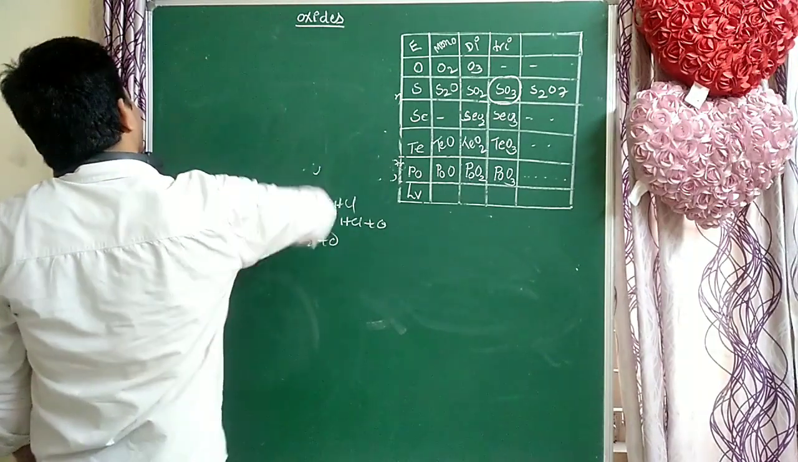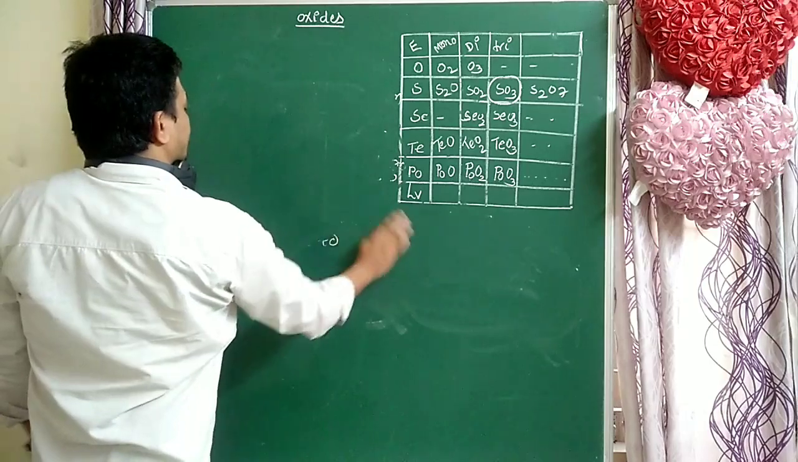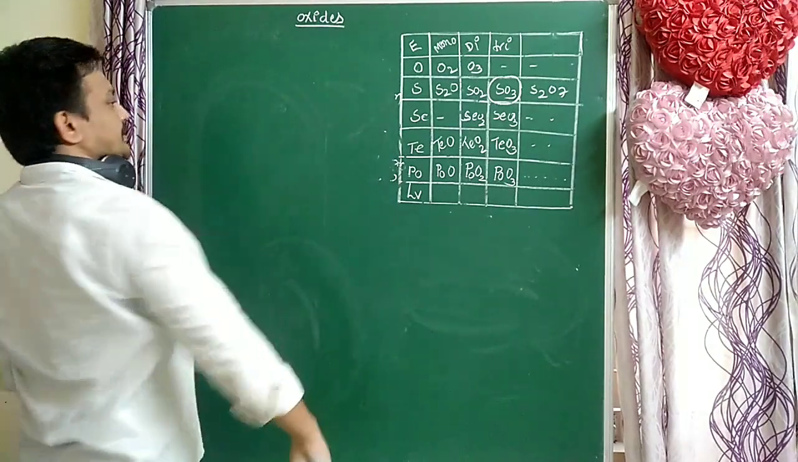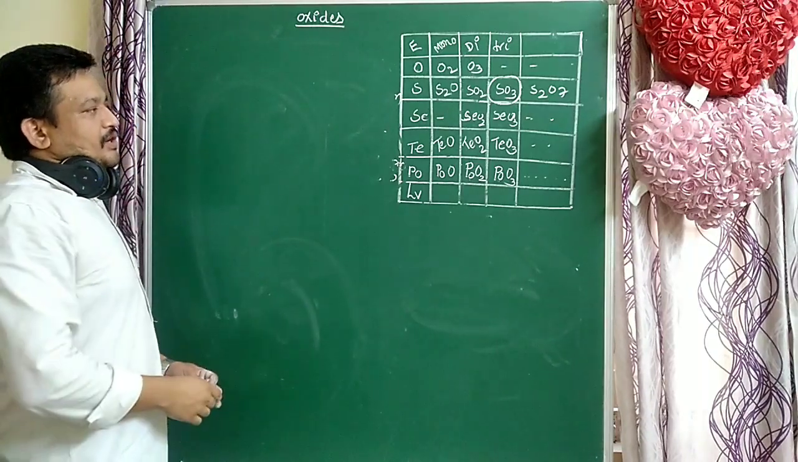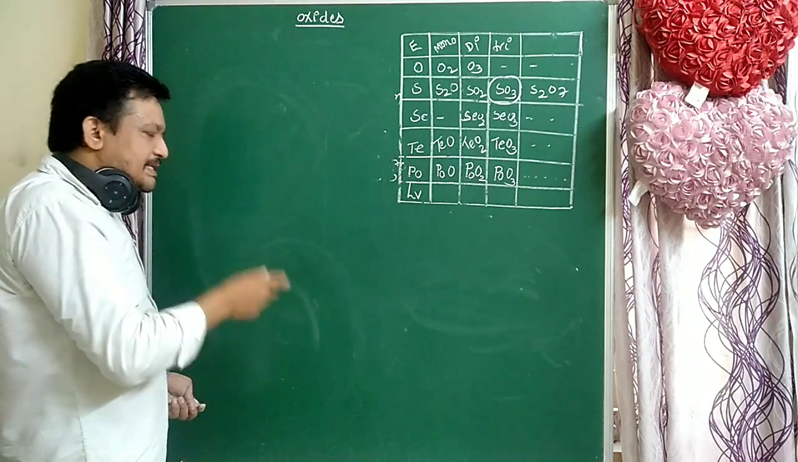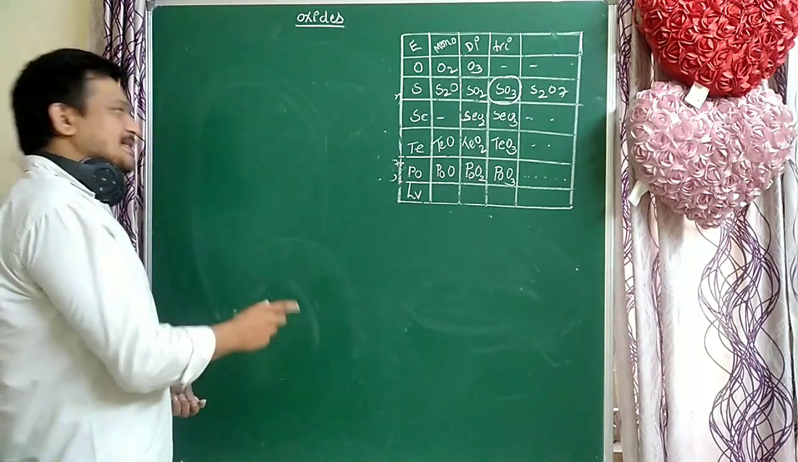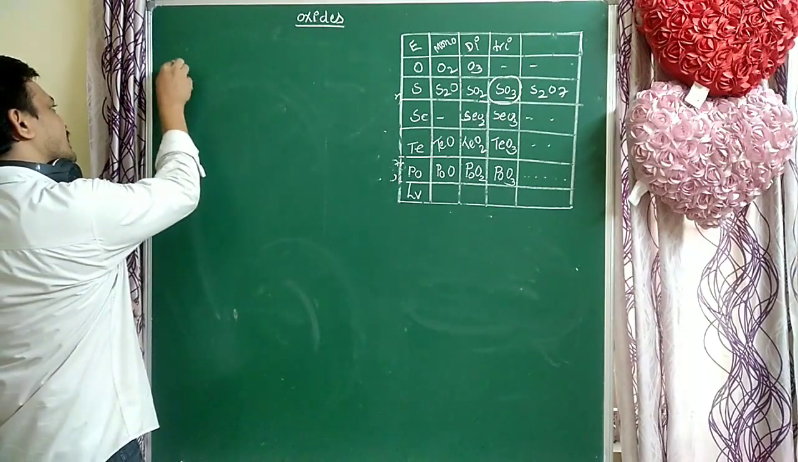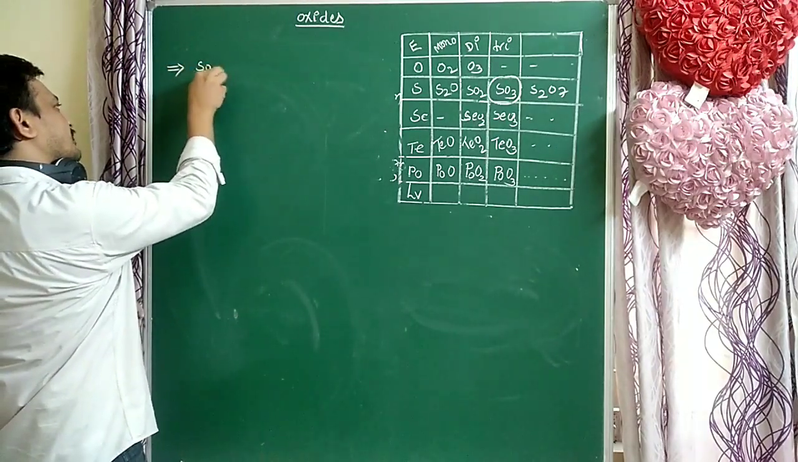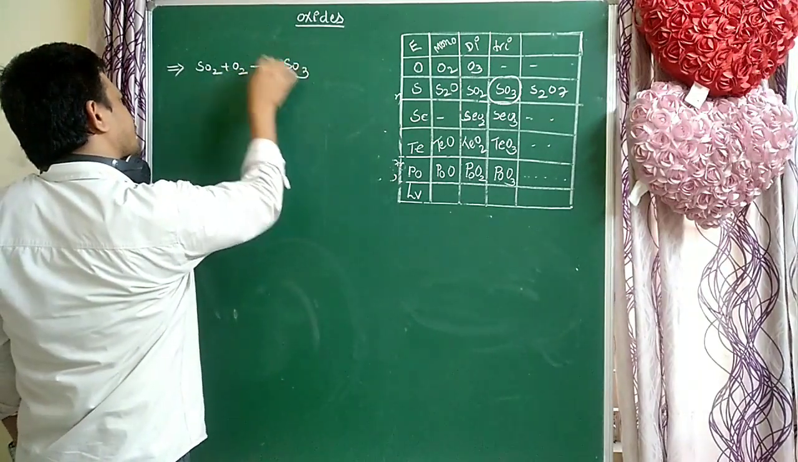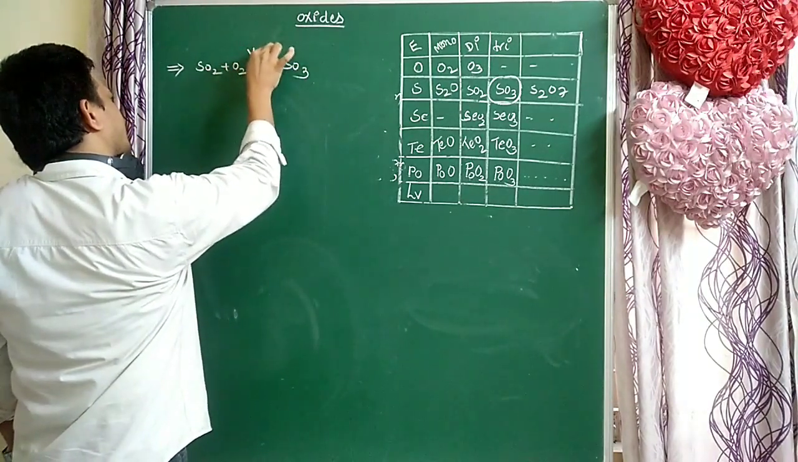So next go to trioxides. Trioxides are the more important oxides in this lesson. All trioxides are acidic in nature. Top to bottom acidic nature decreases, basic nature increases. Here sulfur dioxide reacts with oxygen to form sulfur trioxide in presence of catalyst V2O5.